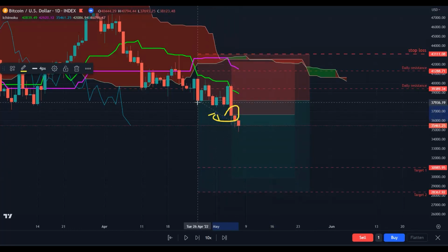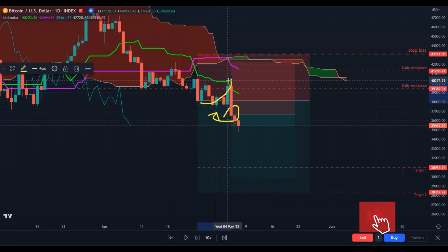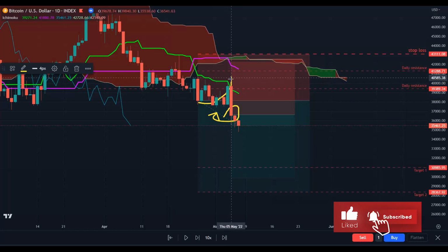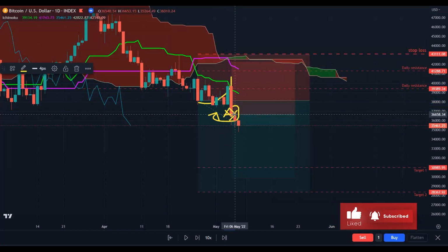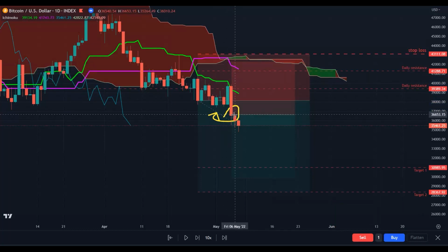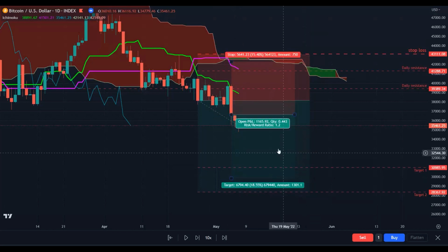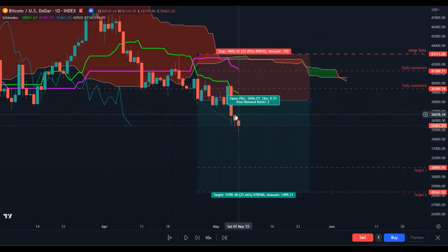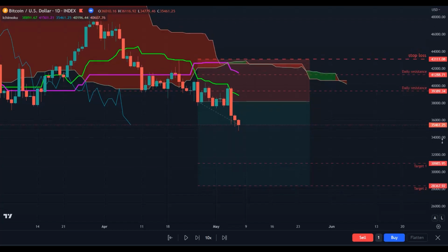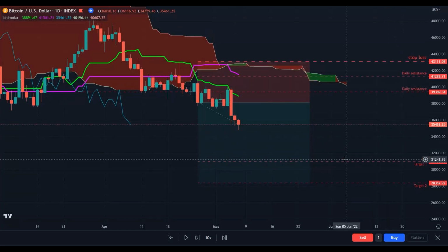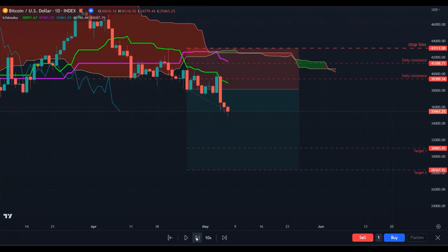Why? Because we tested the Tenkan-sen, okay, and we closed below the Tenkan-sen. Okay, so this is actually your silver signal. Just know that you can enter here as well. Okay, so here let's see what can happen.